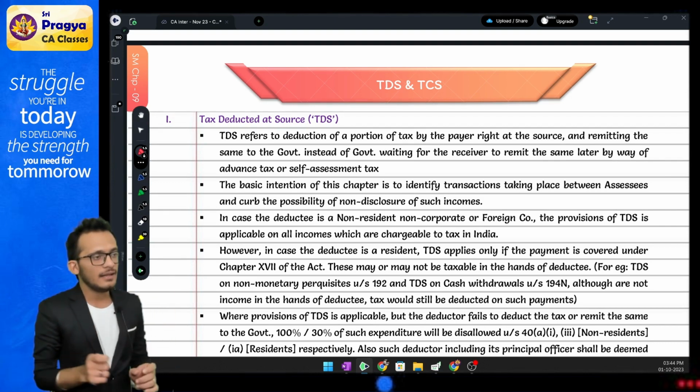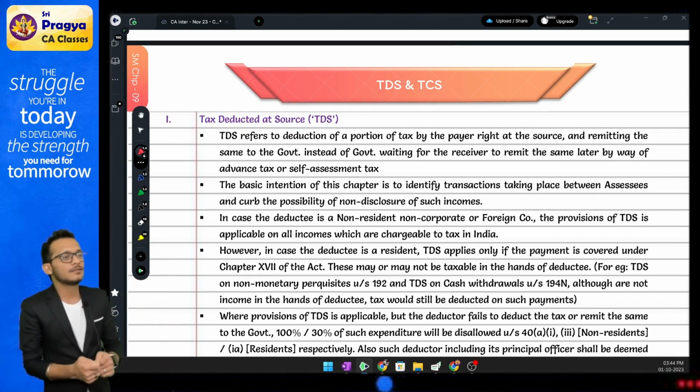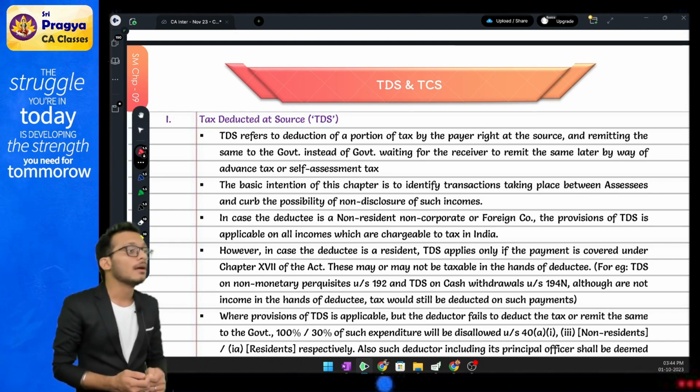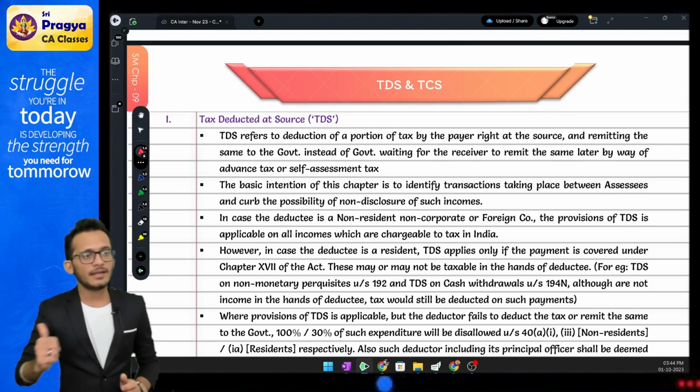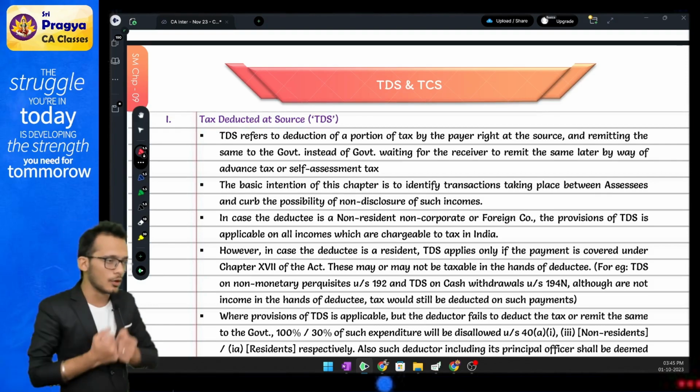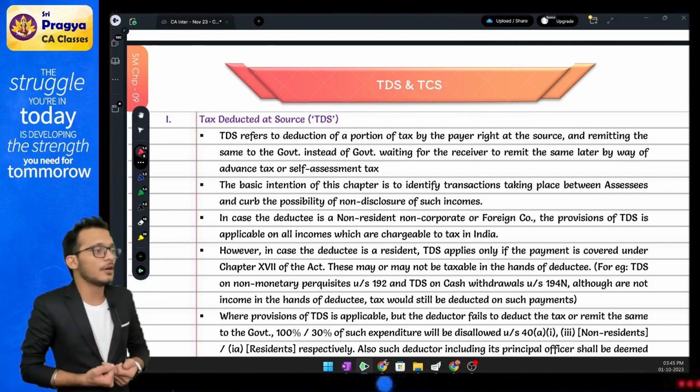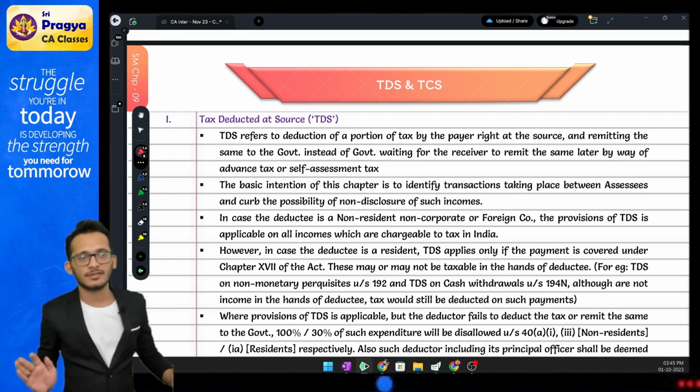In TDS, the payer is going to deduct. In TCS, the collector is going to collect more. Yes, in TDS, the deductor is going to deduct more. In TCS, the collector is going to collect more. That is what the difference is.